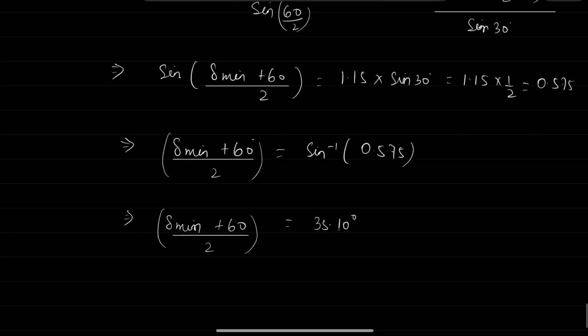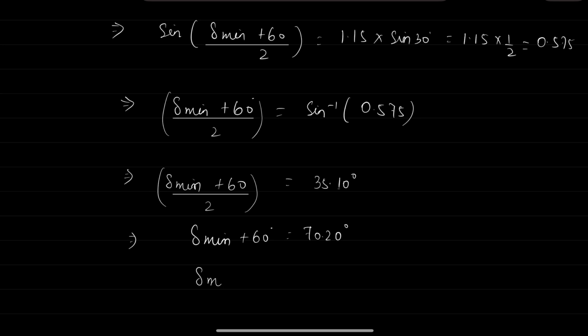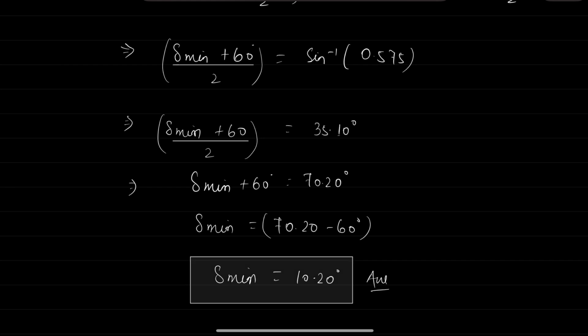So let's further solve it. Minimum deviation plus 60 is equal to 70.20 degree. So minimum deviation is equal to 70.20 minus 60 degree. So this is equal to 10.20. So we can say that this is the answer of the second part of the question.